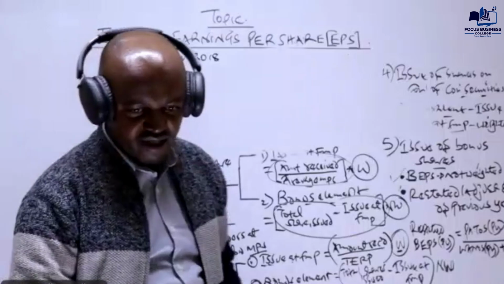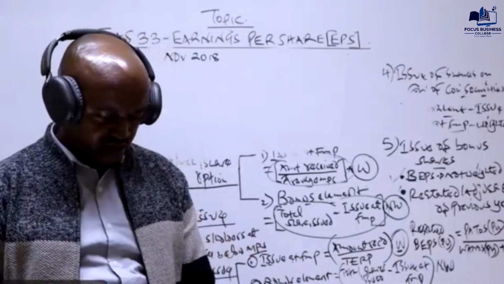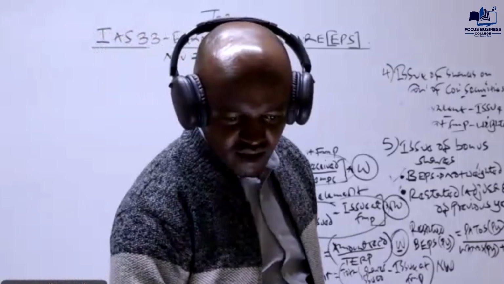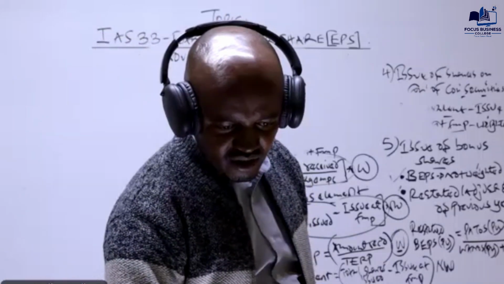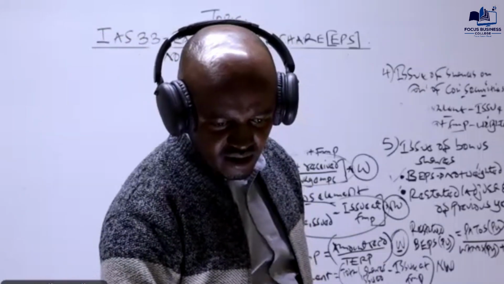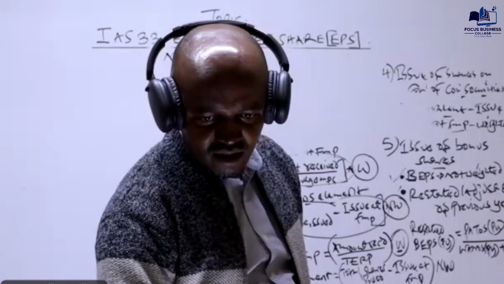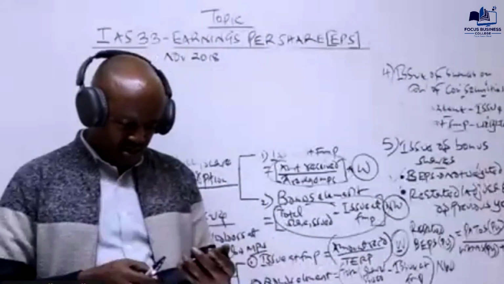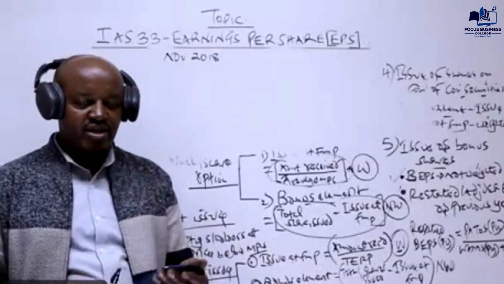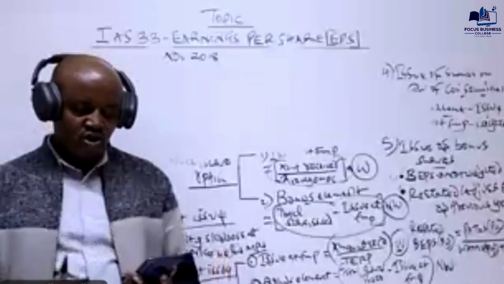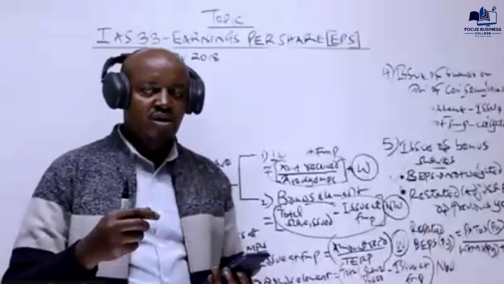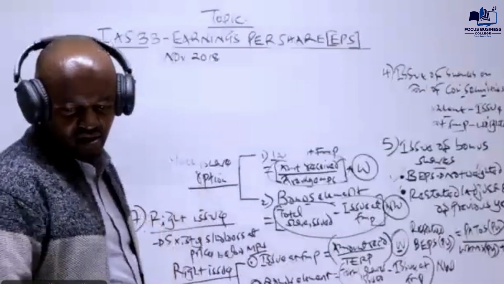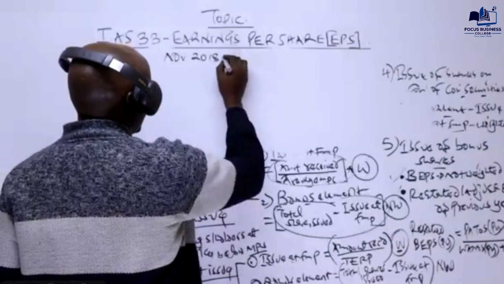There is a question from the sitting of 2018. Will I be able to get the question number? No, I can't get that now, but basically, can you go to the sitting of 2018? You should be able to see a question on earnings per share, basic earnings per share.